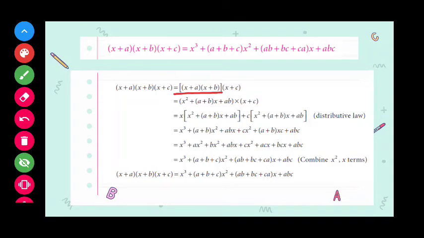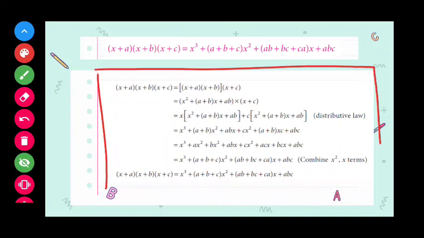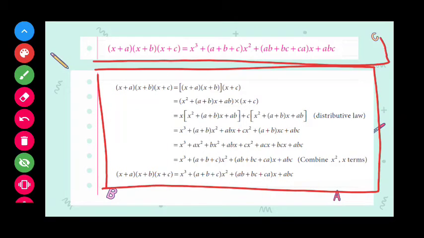So you have x plus a into x plus b, multiply these both. You already know what that identity is, which is x square plus a plus b into x plus ab. Then you have x plus c, so multiply this x plus c inside: x into x square plus a plus b x plus ab, then c into x square plus a plus b x plus ab, then multiply x and c inside, and you end up getting this identity. So if you sit and try to prove this identity, you will get this easily. Again I'm telling, this is just for your understanding. You have to remember or memorize only these identities.